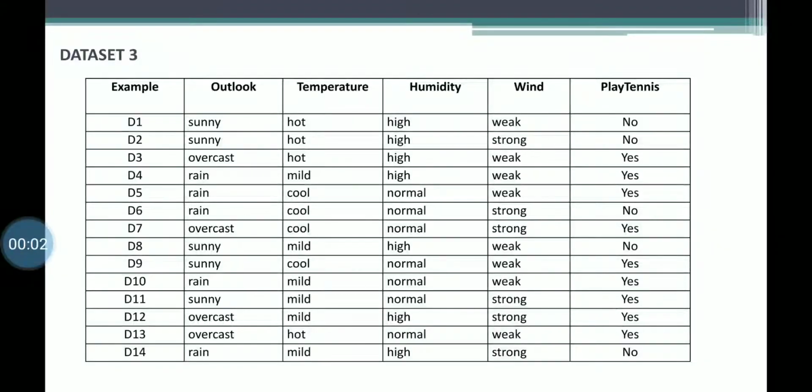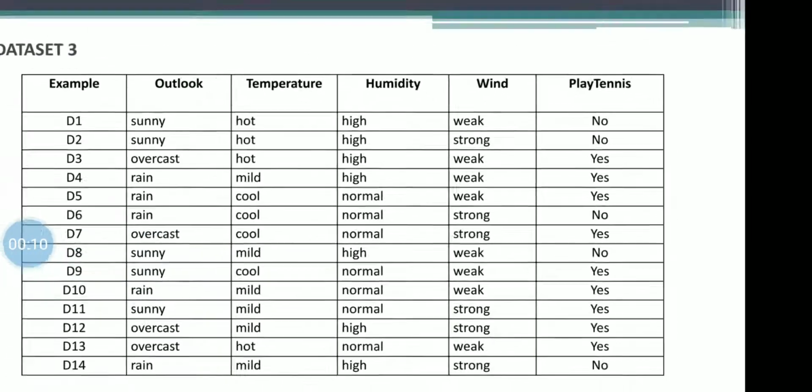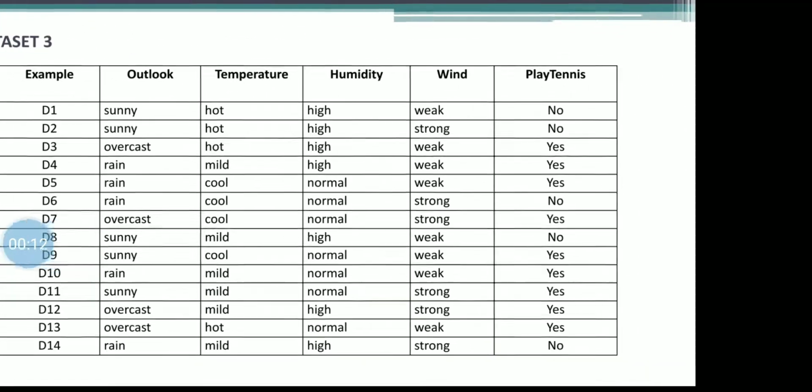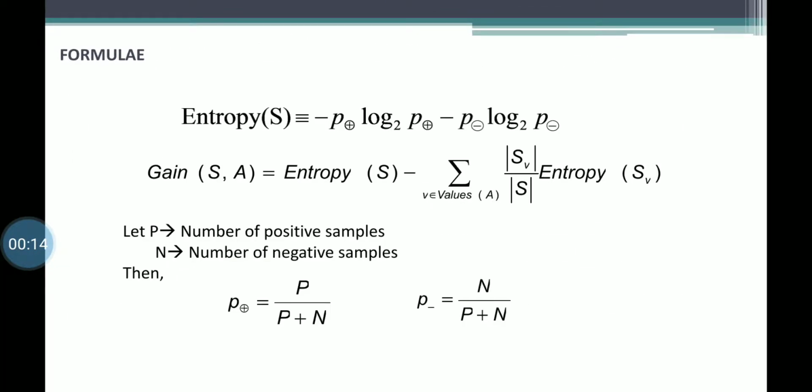Let us learn how to create a decision tree. This is a sample given 14 row data set, a combination of positive and negative samples. These are the formulae used to create a decision tree. So in order to make decisions, we'll be making use of these formulae.